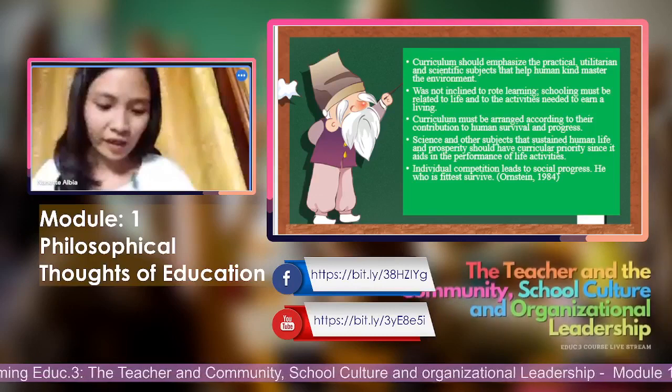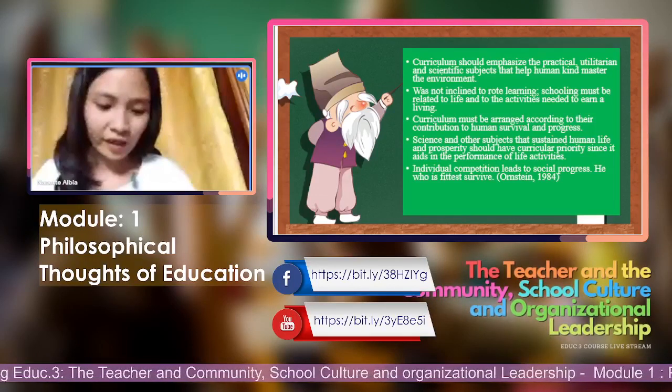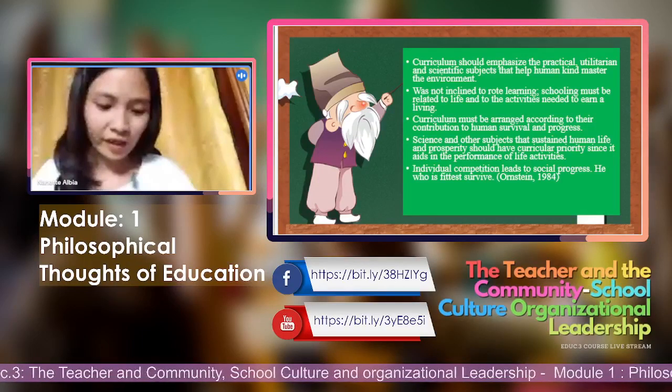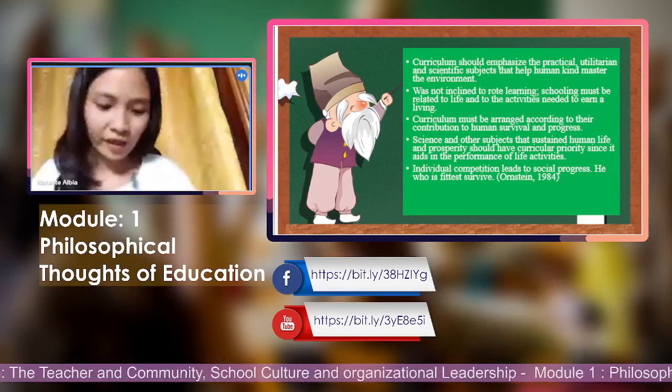Next po is, was not inclined to rote learning. Schooling must be related to life and the activities needed to earn a living.